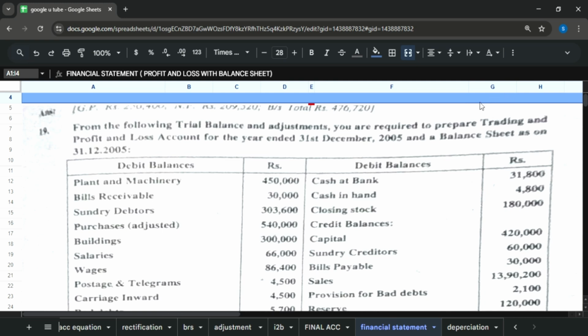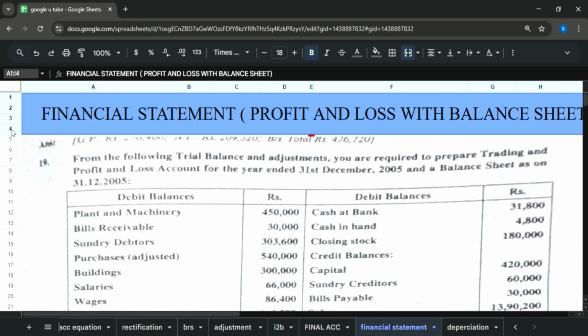Today's target is to solve question number 19 just in front of you. The chapter we are dealing with is financial statements and profit and loss account. As usual, in this question number 19, the number might be different, we will be solving it like question number 9 or 10.